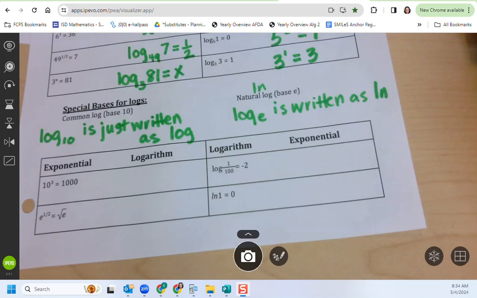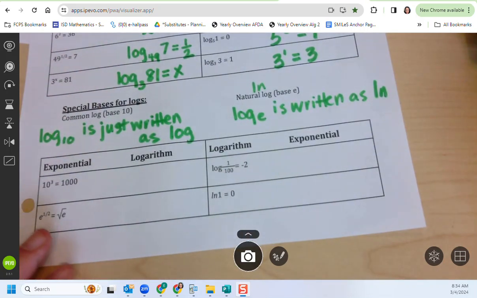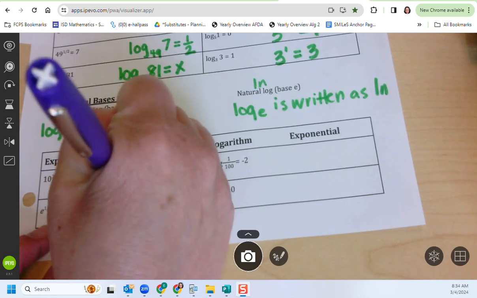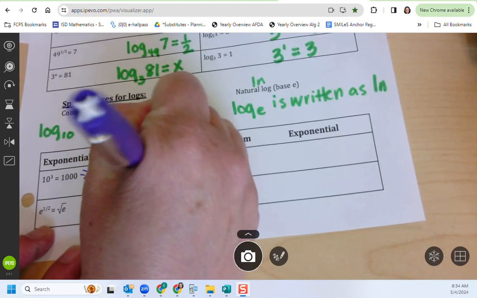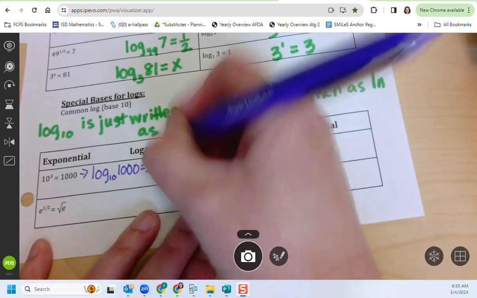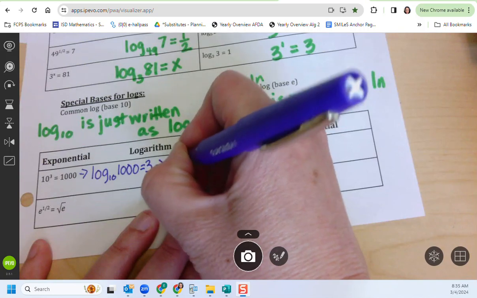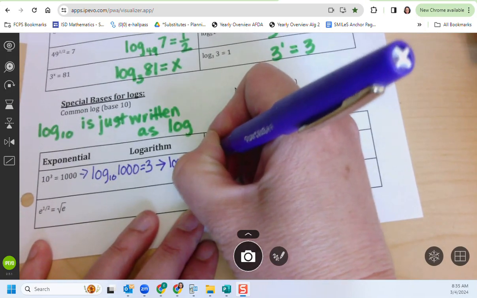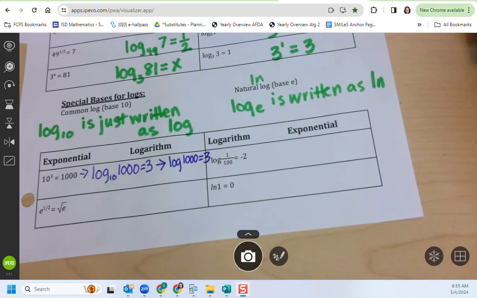So when I see an exponential and I want to write it as a logarithm, I'm going to start by writing log base 10 of 1,000 equals 3. But then I'm going to remember that mathematicians don't write log base 10. They just write log. So after I've done the steps and I've gotten it the way I like it, I'm going to change log base 10 to just be log 1,000 equals 3. So when you have log base 10, just write it as log. If you see log without a base, you know that's log base 10.